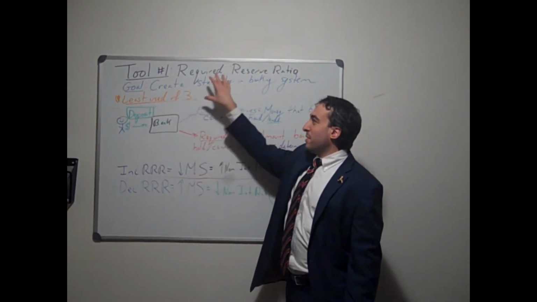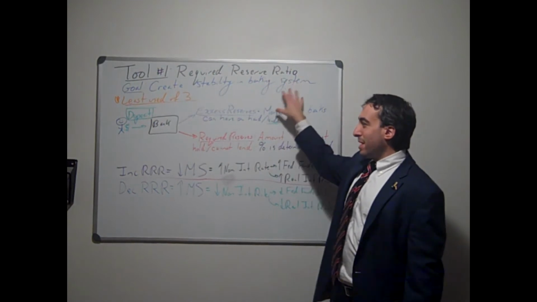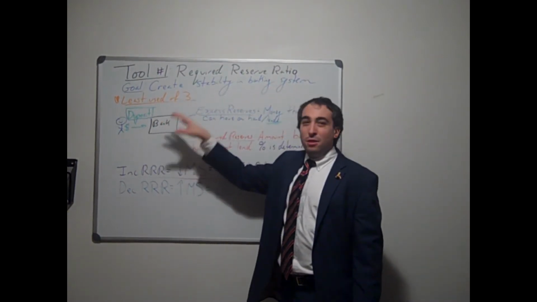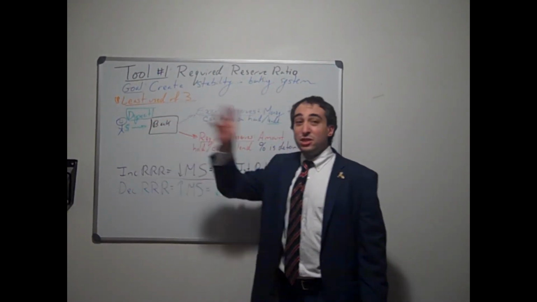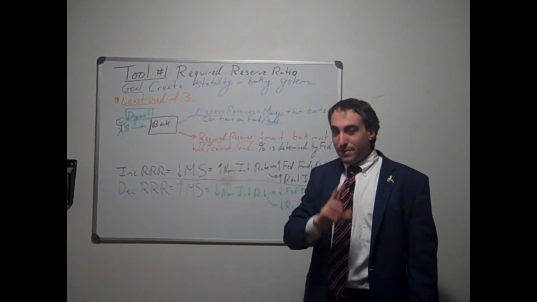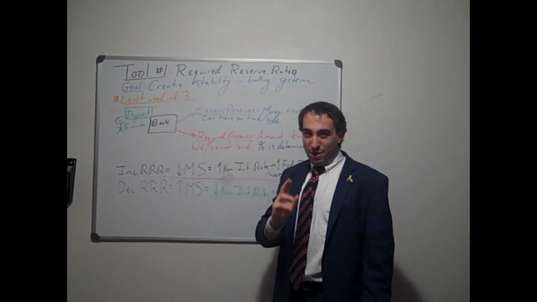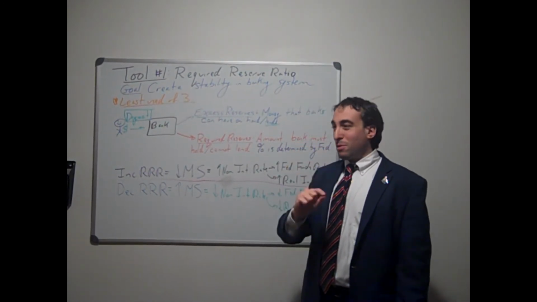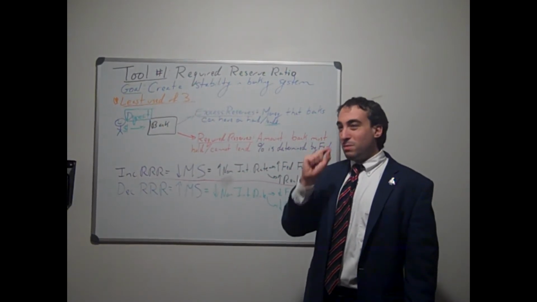And so the Federal Reserve's required reserve ratio tells banks that when a person deposits their money, and this is only for deposits, very importantly, the AP test is going to try to trick you with this too, the required reserve ratio is only for deposits.